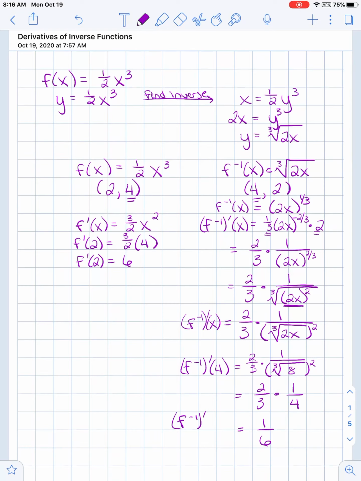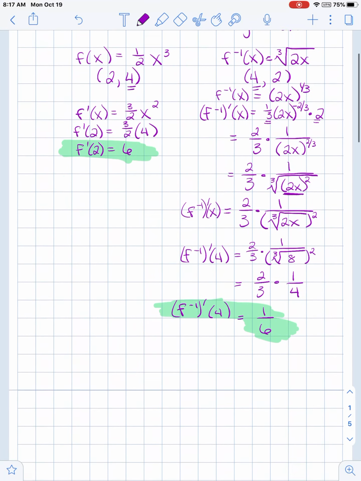So let's take a look for a moment how these two things might be related. So we had the derivative of the original function with its input of 2, and that derivative was 6. Then I found the derivative of the inverse with its input of 4, and that derivative was 1/6. Keep that relationship in mind. Let's try another function. Let's look at, how about logarithms and exponentials, since that was something new in this unit.